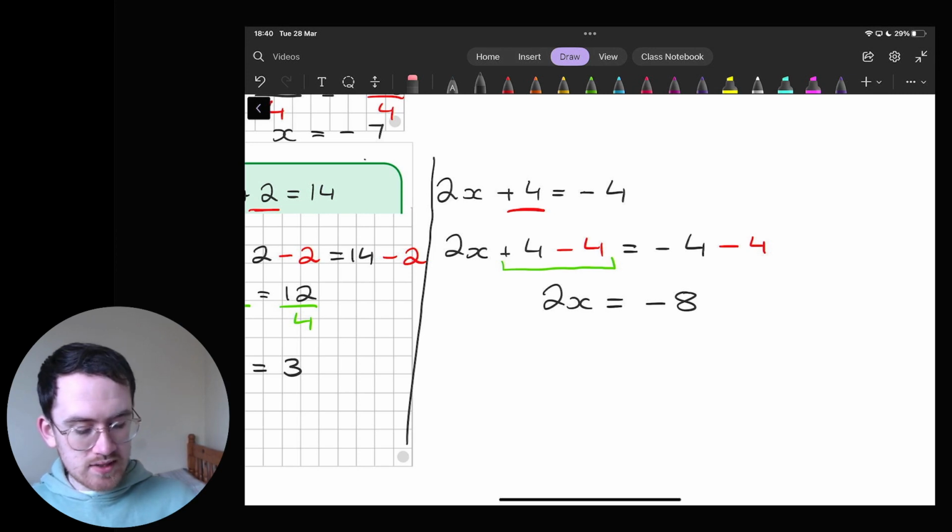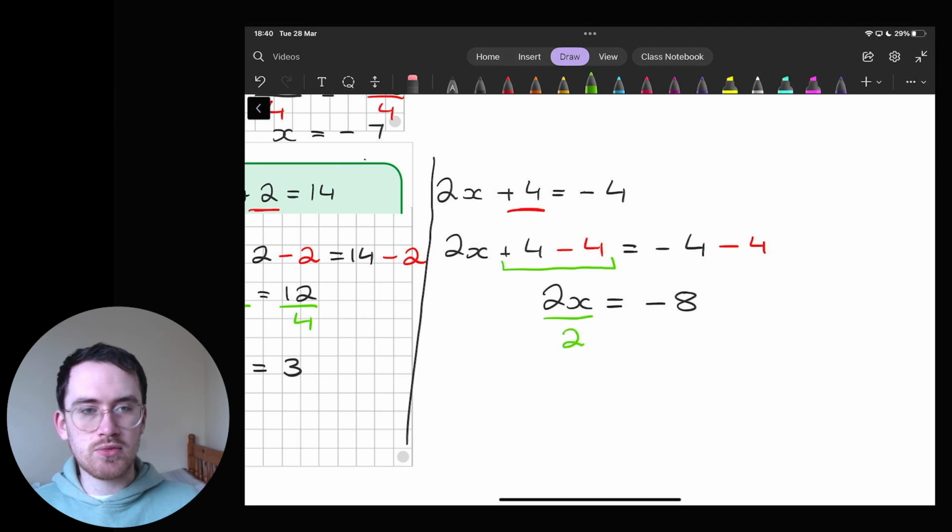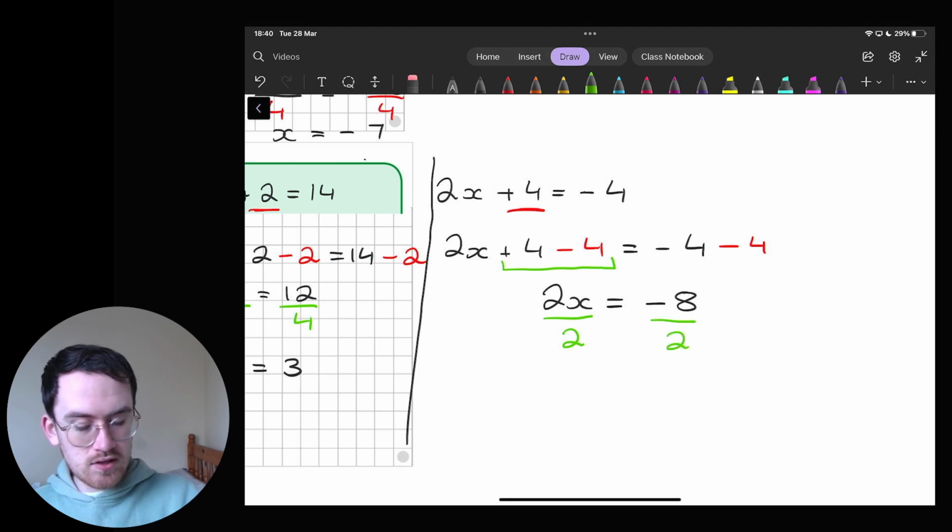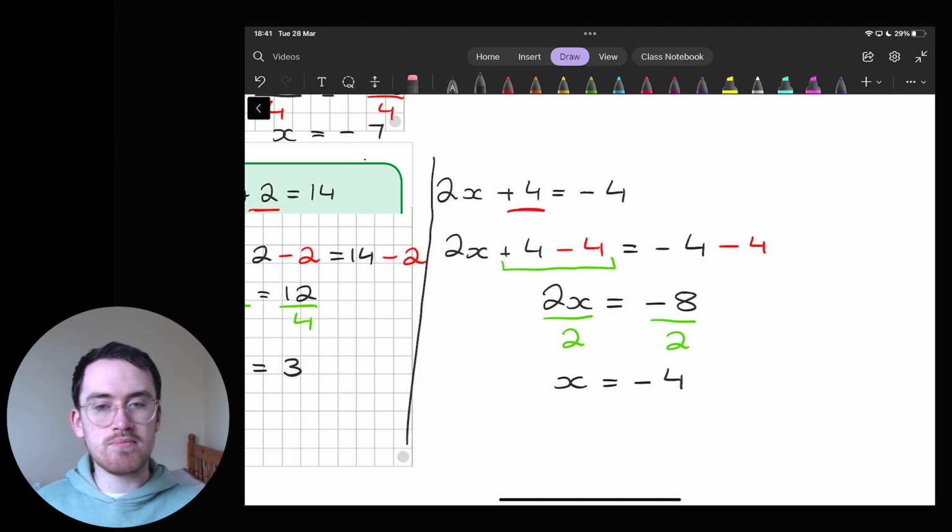Okay, looking at the next part then. So if I want to get rid of that 2 here, I need to divide this side by 2. But if I divide that one side by 2, I must do the same to the other side. So what that leaves me with is x is equal to a minus 8 divided by 2 is going to be minus 4. Okay, so we can see there, even though there was a minus in front of the number on the right hand side, it didn't change the steps that we're following. We're still following the exact same steps that we have from the start.